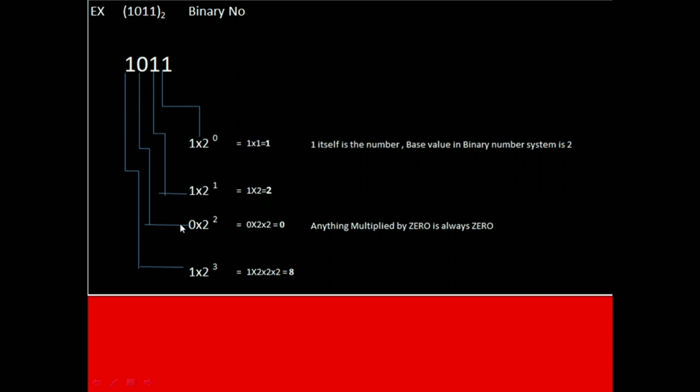The next place value is 0. 0 into 2 to the power 2. So 0 is the place value, it will automatically come here. So 2 into 2, how many times will we multiply? 2 times. So 2 into 2 is 4, but since we know anything multiplied by 0 is always 0, the answer here will be 0. The next place value is 1. So 1 into 2 to the power 3. So 1 into 2 into 2 into 2 equals 8.